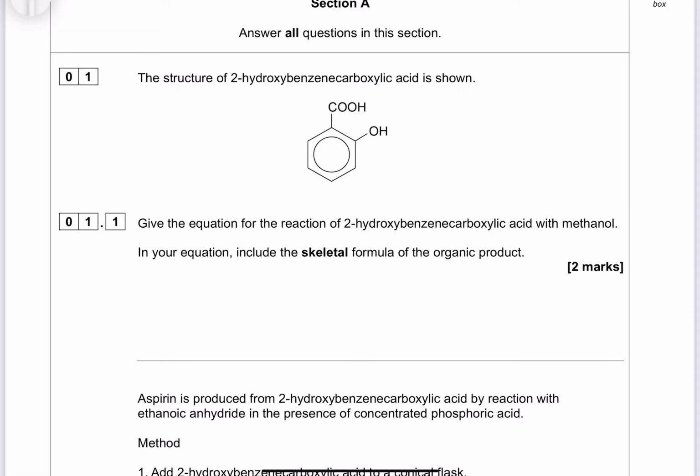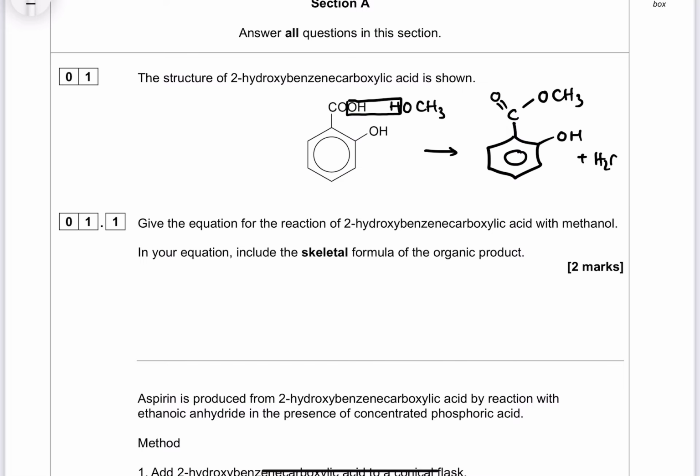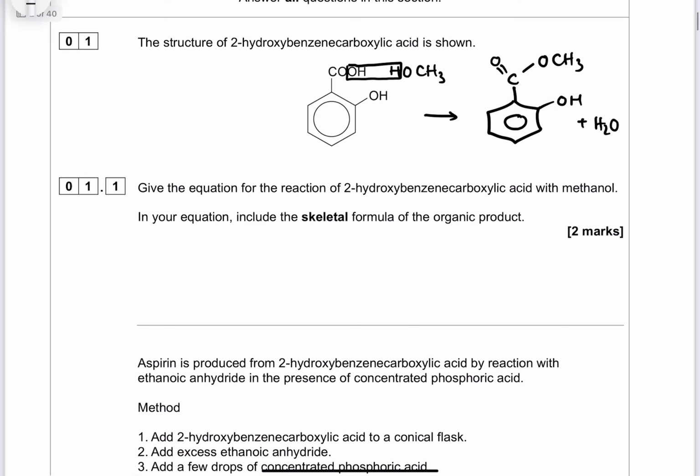So methanol is an alcohol. So the alcohol would react with the carboxylic acid part of 2-hydroxybenzoic acid. It's not going to react with another alcohol. And we're going to eliminate water. So we're going to join these two parts together. So if we think we've got C double bond O there, I'm going to join that to the O of methanol, and the hydroxy group's going to remain, and we're going to get water. But we need to turn that into skeletal formula.